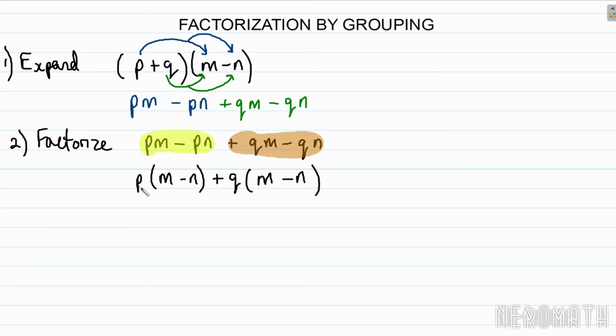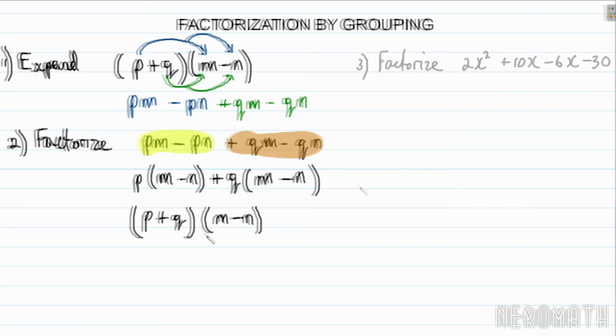So what I'm going to do now is take what's outside the brackets, the p and the positive q, and put them in brackets. And now I'll take the m take away n, that's occurring twice here, and write it once in brackets. And that's your answer. So notice in expansion, I got rid of the brackets, and in factorization, I got back the brackets. Hence, factorization is the opposite of expansion.